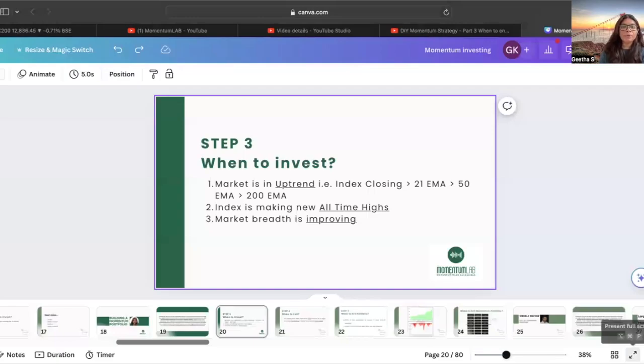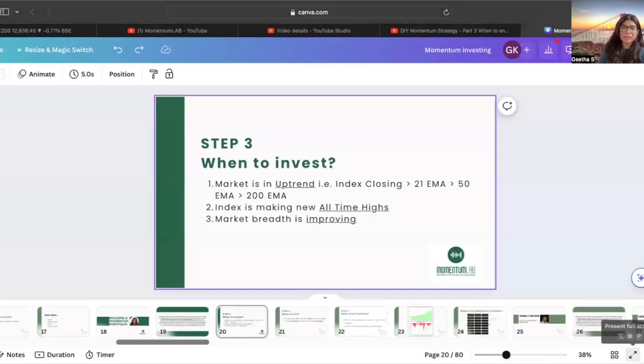We will be comparing the closing price with 21-day, 50-day, and 200-day exponential moving averages. I will also show you how you can mark all of this on the chart. So once we discuss the points, I will be taking you there, so not to worry. And the second important point is that the index should be making an all-time high.